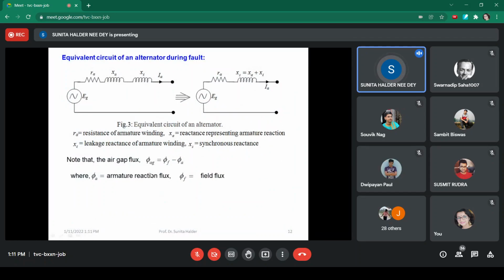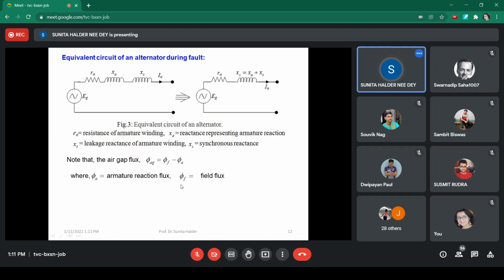Now, the air gap flux is responsible for generating the power in the armature of an alternator, the three-phase power. So, the air gap flux is the effective flux which is generating the electrical power from the mechanical power obtained from the turbine. That is actually the field flux minus the armature reaction flux. So this is the normal operating condition.